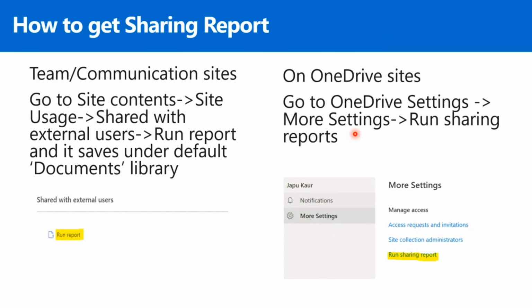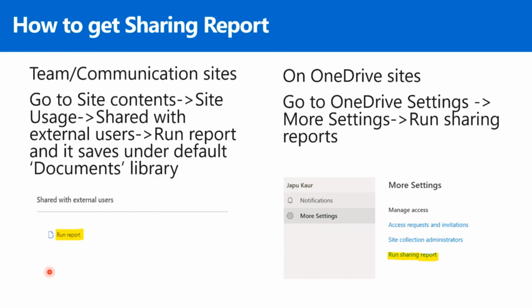Now, when it comes to team or communication sites, it's sort of hidden. It's not so obvious. What you basically have to do as an admin is go to site contents, where you see all your lists, libraries and apps, and then go to site usage, which is on the top right-hand side. And then click on shared with external users. You will see the section under site usage. Just click on run report under shared with external users.